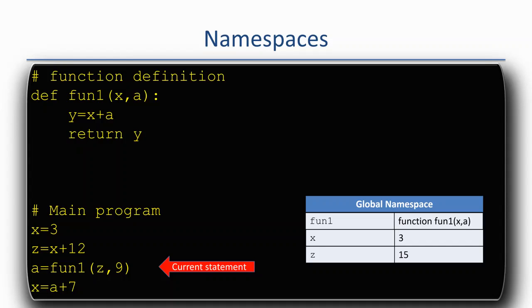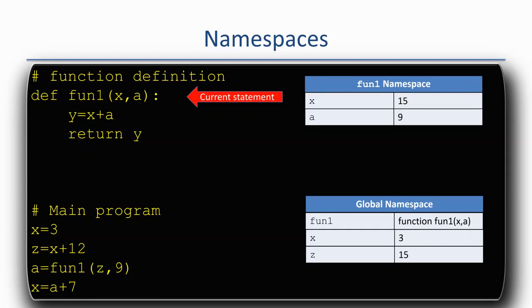Now Python encounters the call to the function. As soon as you call the function, Python jumps to the first line of the function and associates the 2 arguments which are passed to it. Notice that the arguments passed to this function from the main program were z and 9. However, Python knows the variables internal to the function are x and a. So the value of z, which is 15, corresponds to x, and the value of 9 corresponds to a.